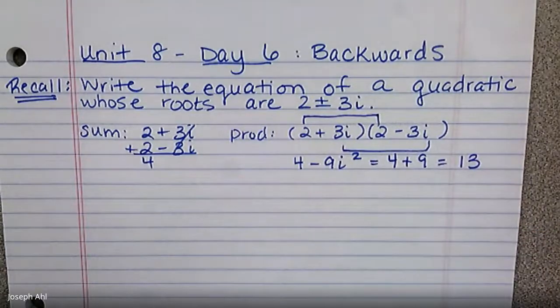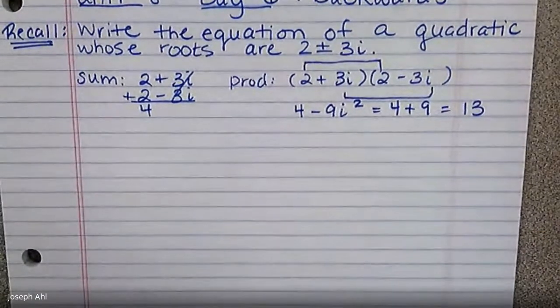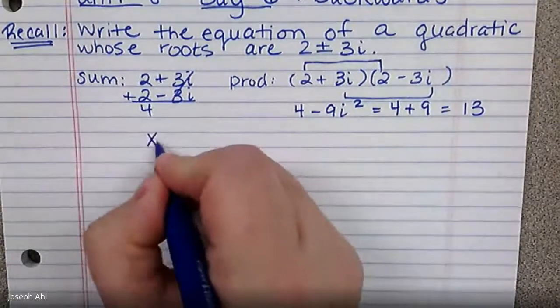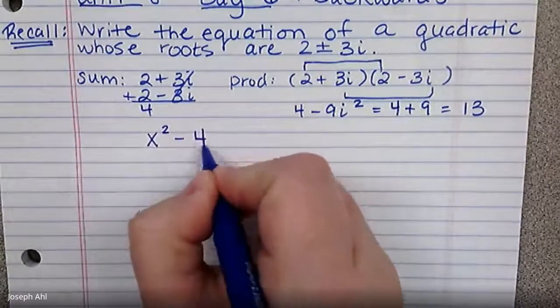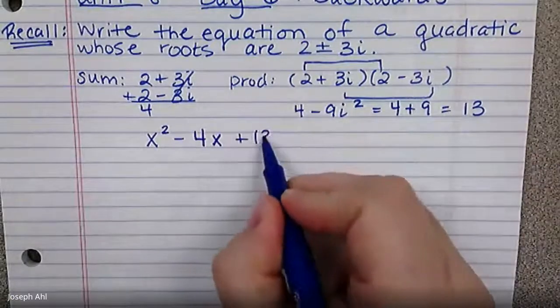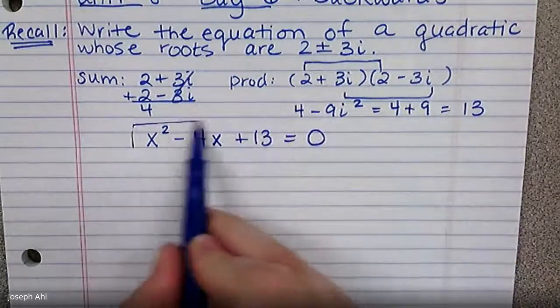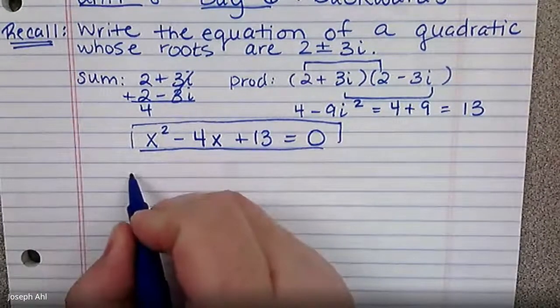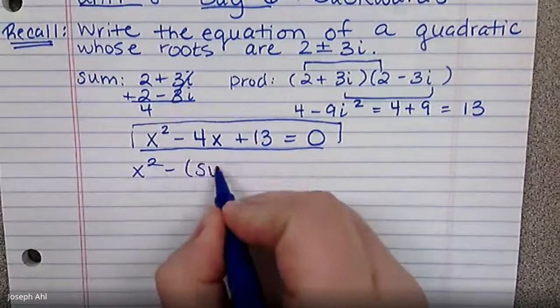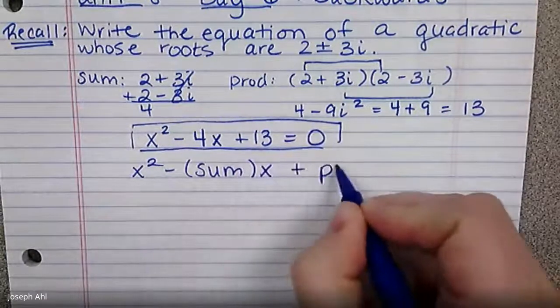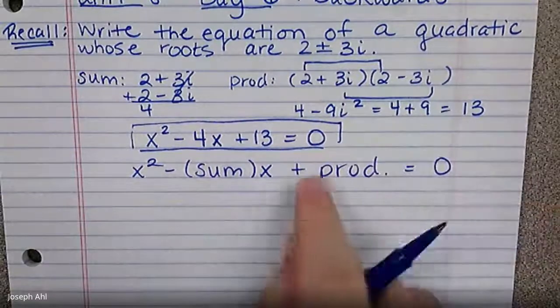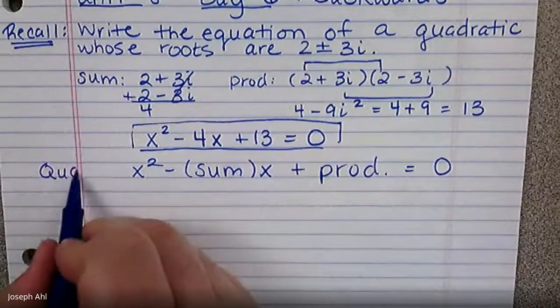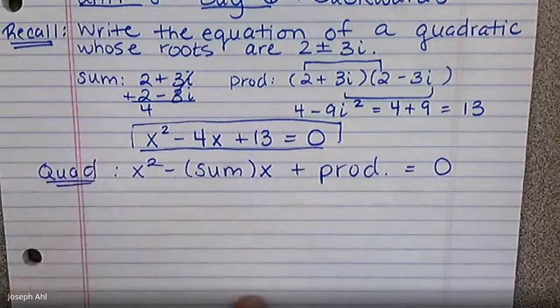And now that we have the sum of the roots and we have the product of the roots, as a reminder to write the equation, you would write x squared, change the sign of the sum, so minus 4x, keep the product plus 13 equals 0. And that is a really quick refresher on how we write the equation of a quadratic given the sum and product of the roots. So in general, we know that it's x squared, change the sign of the sum, that's the coefficient of x. And then the product is the last coefficient right here. So here's what it is for a quadratic.